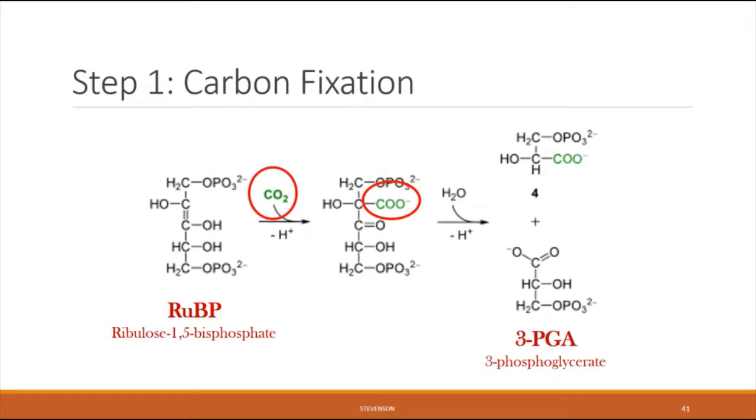It's important to pay attention throughout this cycle to the number of carbon atoms that are present in each of the molecules that we're talking about. So RuBP contains 5 carbon atoms in it. CO2 contains 1. And so when the 5 carbon atom RuBP picks up the CO2, it becomes a 6 carbon atom molecule. When that 6 carbon molecule gets split in half, each of these 3-PGAs contains 3 carbon atoms in it.